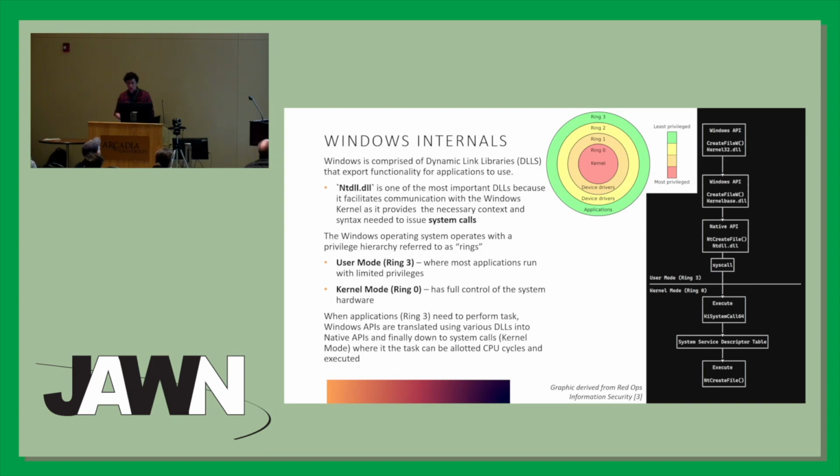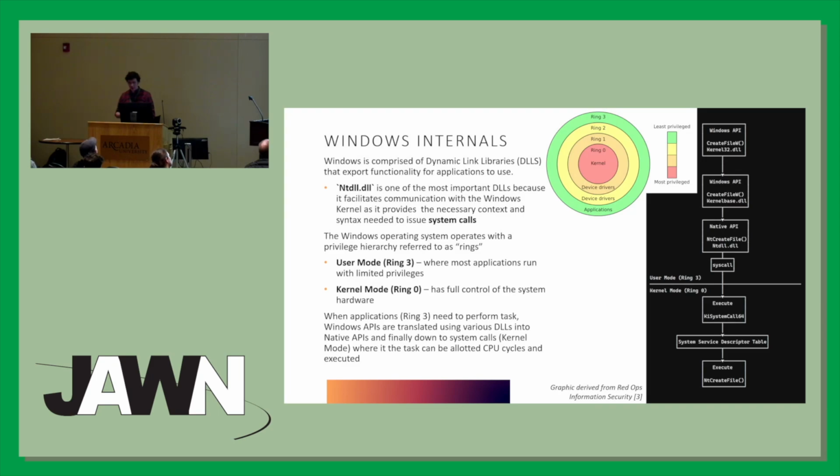User mode is ring 3. This is where all your applications sit, and they usually run with limited privileges. There's also level 2 and 1, but for the purposes of this talk, we're just going to talk about ring 3 and ring 0. So kernel mode, also known as ring 0, has basically full control over system hardware. It can manipulate it. This has the most privileges.